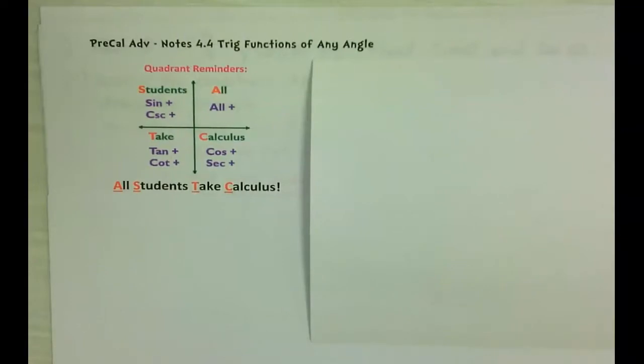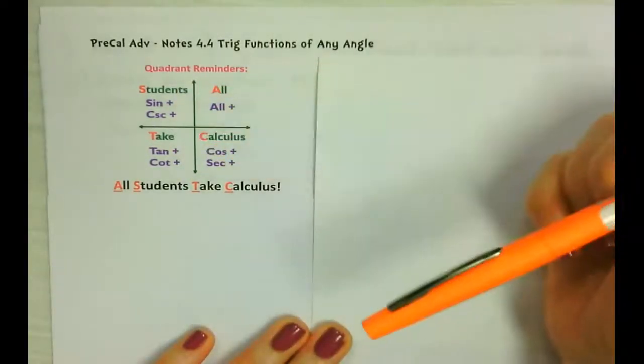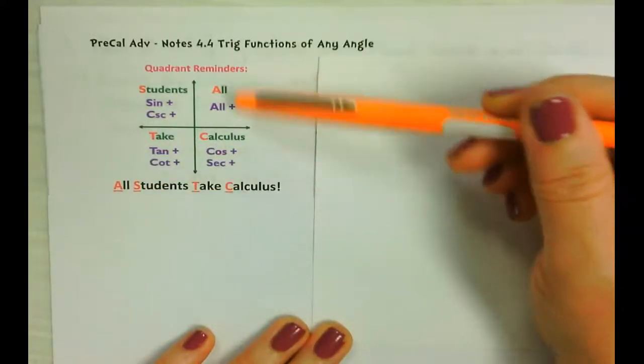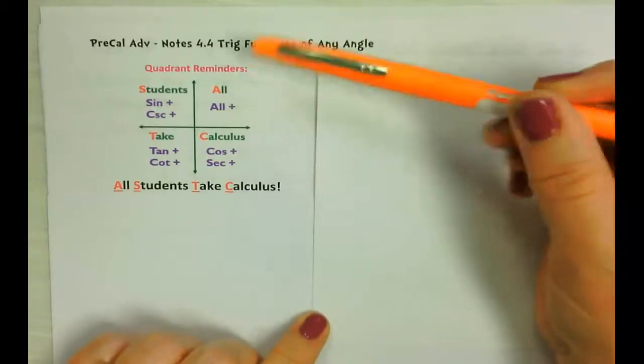We learned a saying, all students take calculus, and we know that the first letter in each of those words helps us identify in each quadrant which trig functions are positive. So the A stands for all. The A is in quadrant 1. All trig functions, all 6 of them, are positive in the first quadrant.